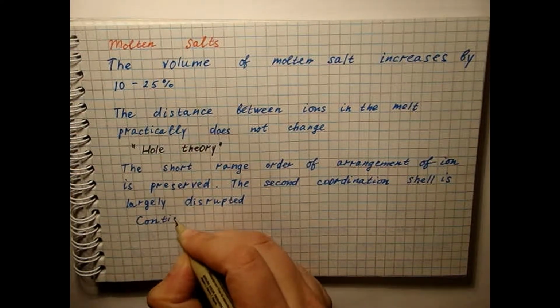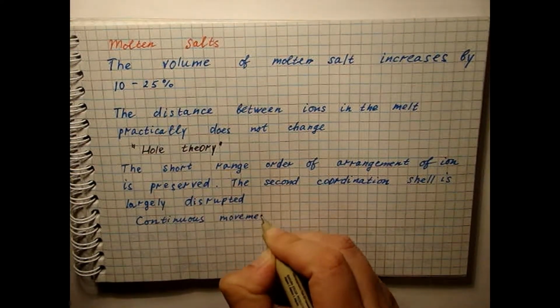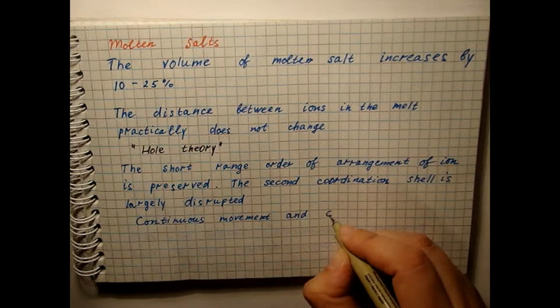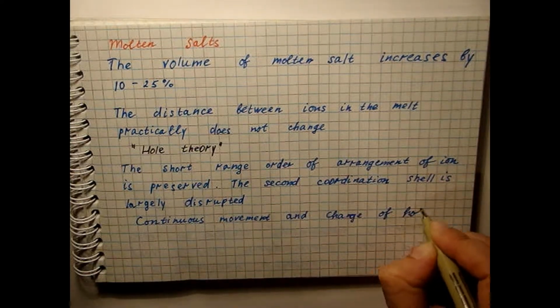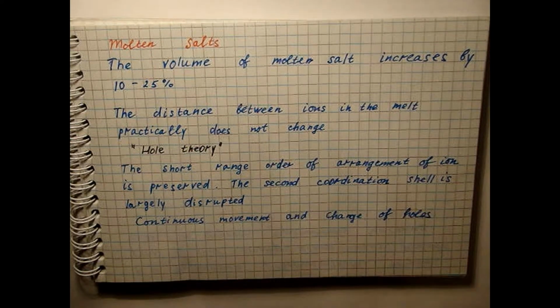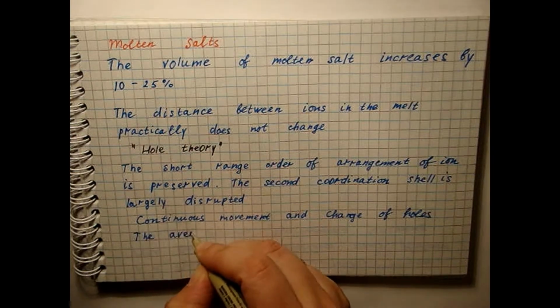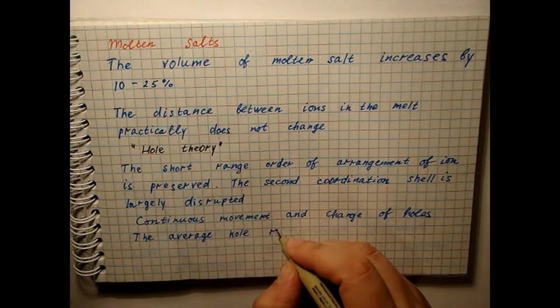Holes in the melt move continuously, form and disappear, increase in size or become small. The average hole radius is close to the average ionic radius.